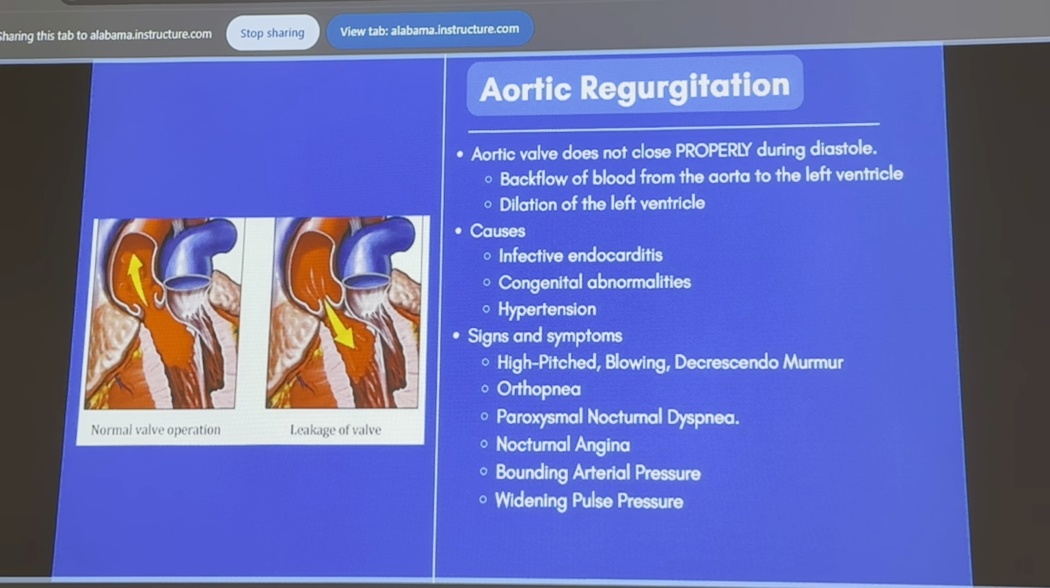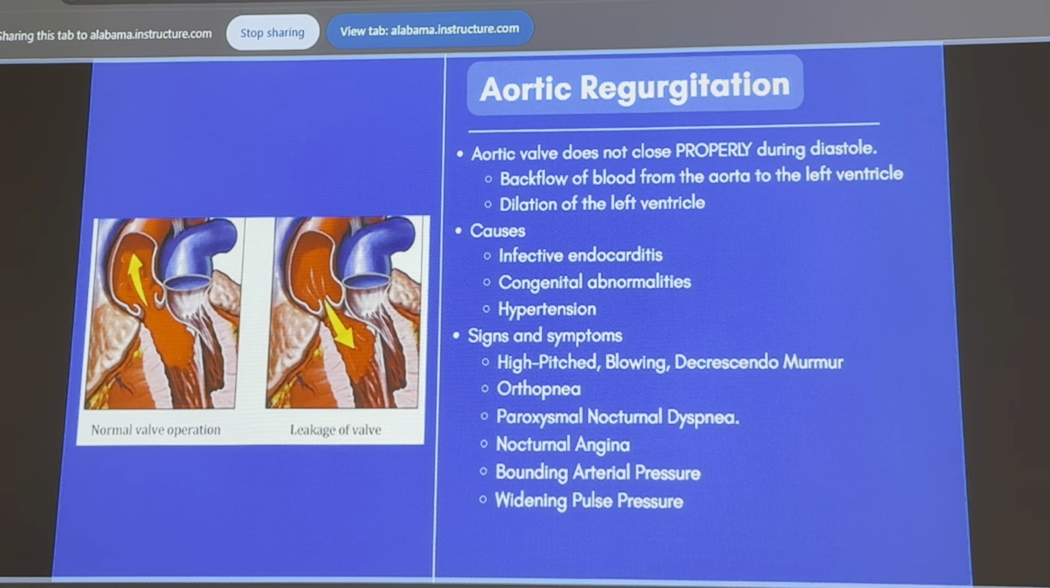What things can cause this? So something like an infective endocarditis, very similar to that rheumatic endocarditis that we just talked about. Different bacteria, but infective endocarditis. Again, those congenital abnormalities. Something like hypertension.